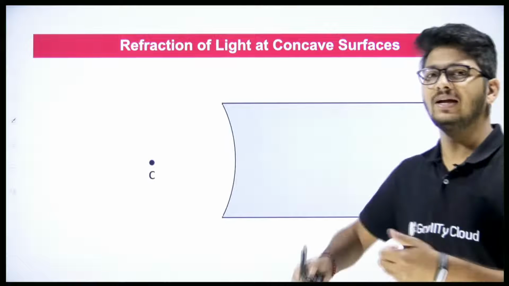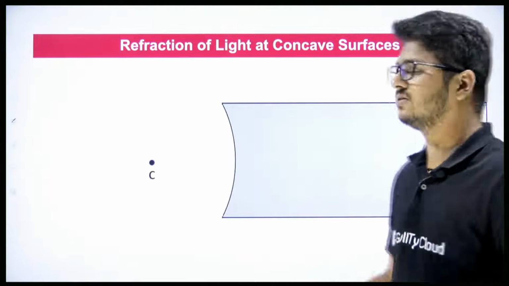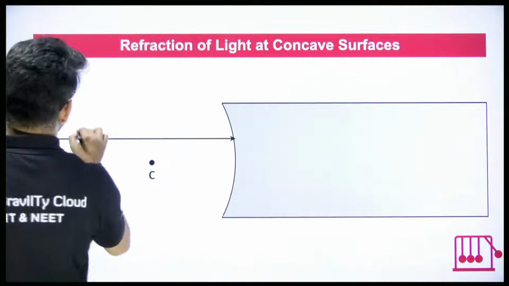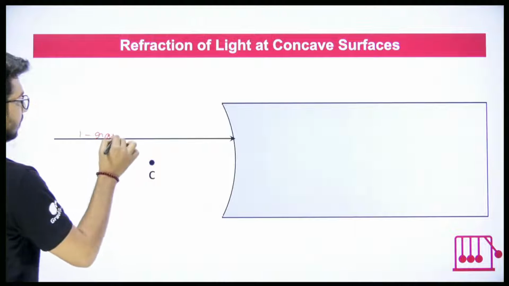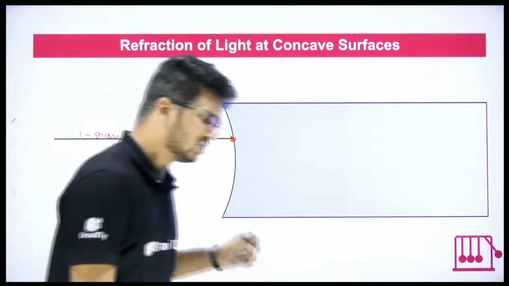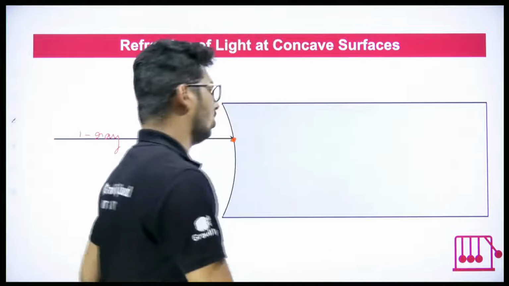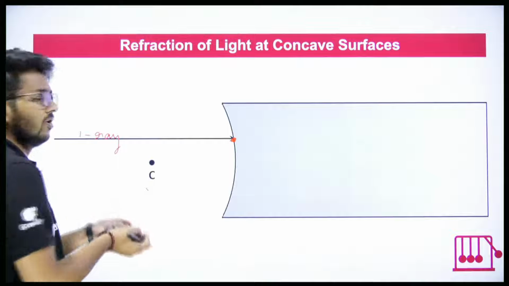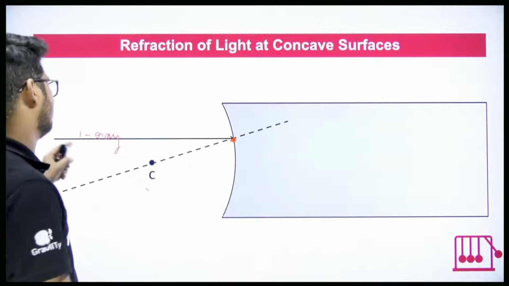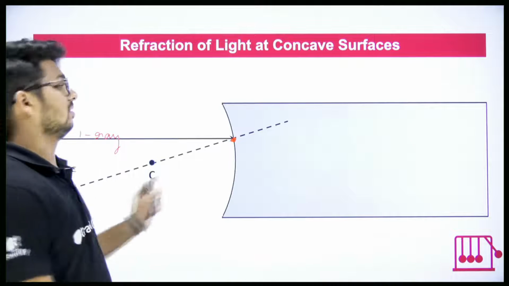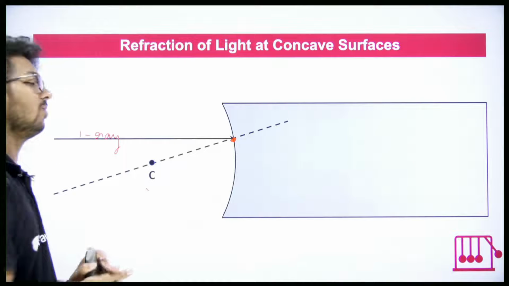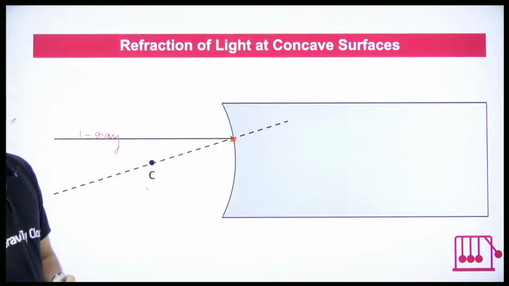Other cases will mean cases other than normal incidence. So if I have a ray, this is the incident ray. At this point, just look at this. Is the ray passing through the center of curvature? No. Is it along the normal? If it is not passing through the center of curvature, it is not along the normal. This is the normal, this is the incident ray, it is not passing along the normal. That means this is not the case of normal incidence. Then what will we do?